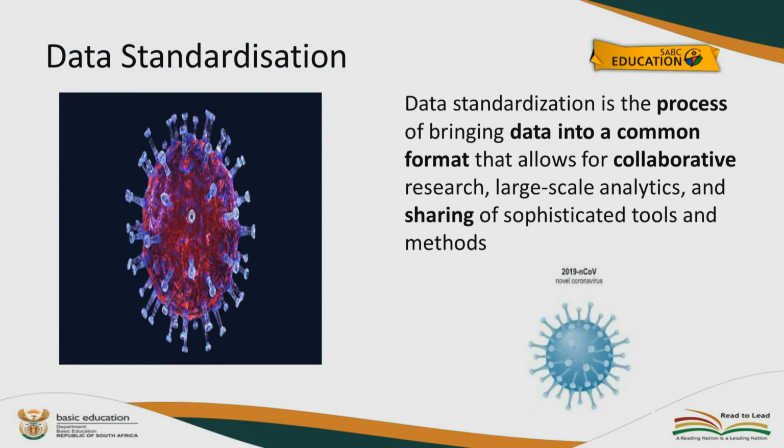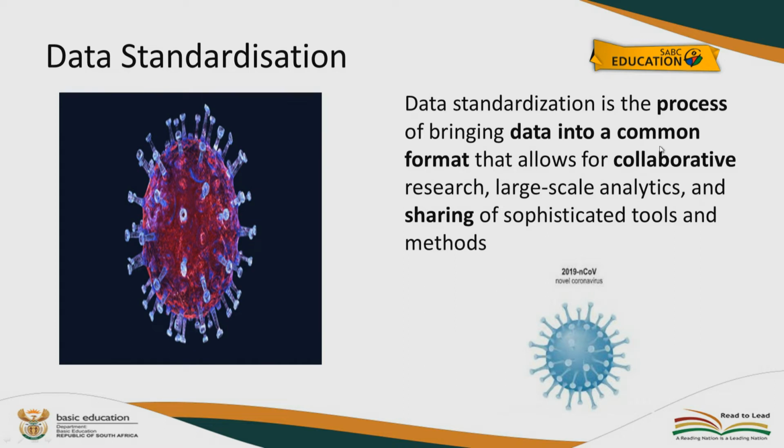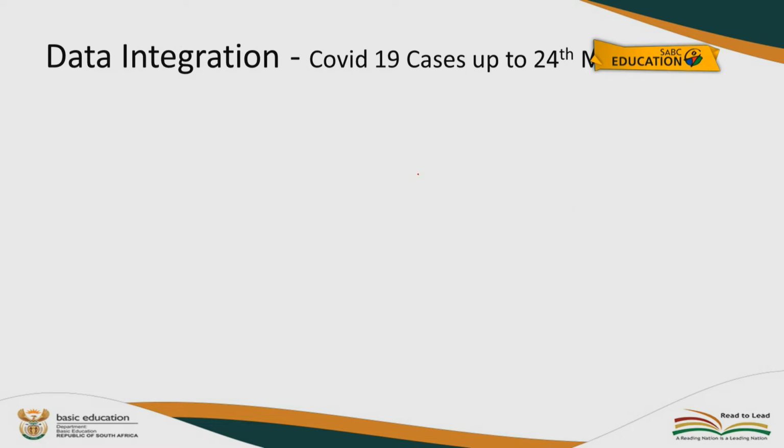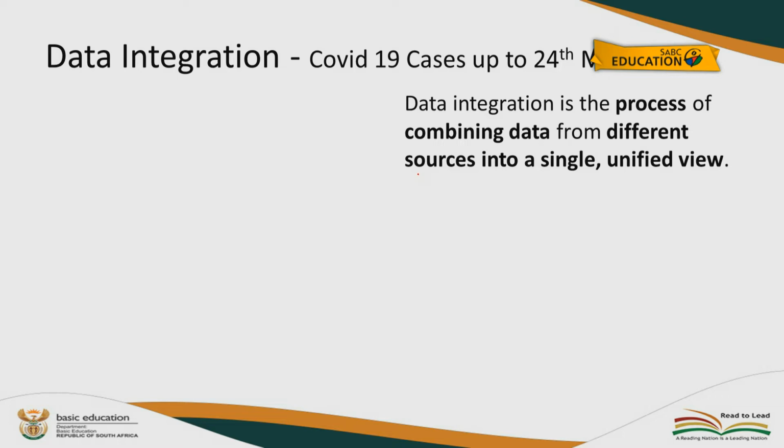What's important is you must remember that it is a common format to be used. So, the next aspect is data integration. Now, when it comes to data integration, again, it is a process. You will note that all these concepts begin with the word process. So in my definition, I must use the word process. In this case, data integration is the process of combining data from different sources into a single unified view.